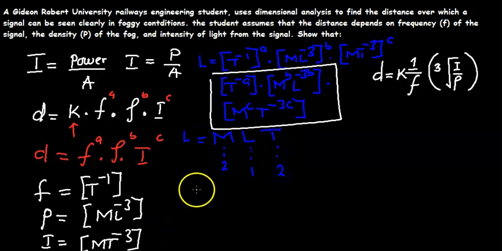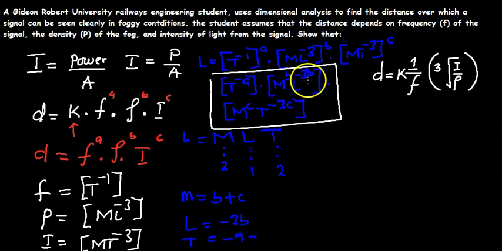So notice that M, what do we have in the first M? We have b. And what do we have in the second M? We have c. This is simply going to be b plus c. So for the L is 1, and what we have on top of L is simply negative 3b. The last but not the least, which is T, and how many T do we have? 2. The first T is going to be negative a, and the second T is going to be negative 3c.